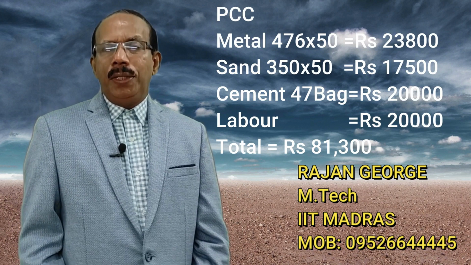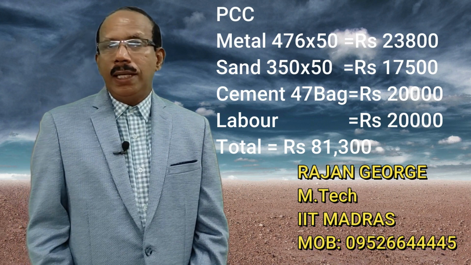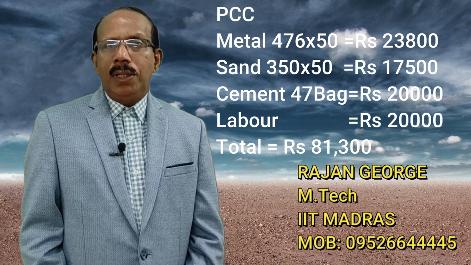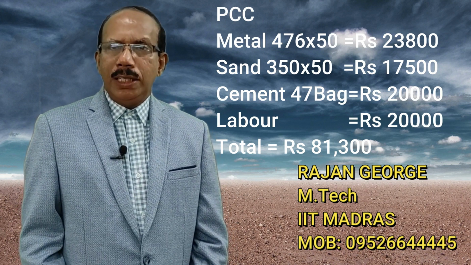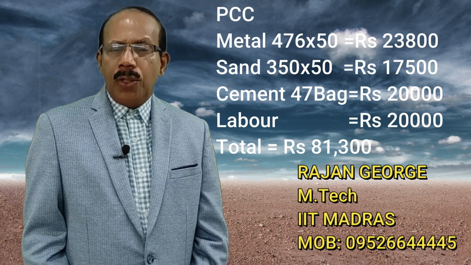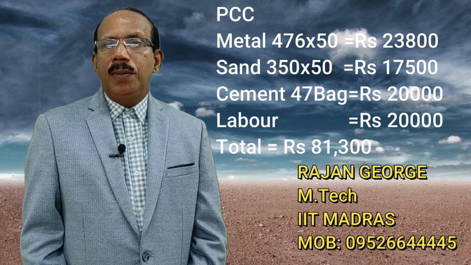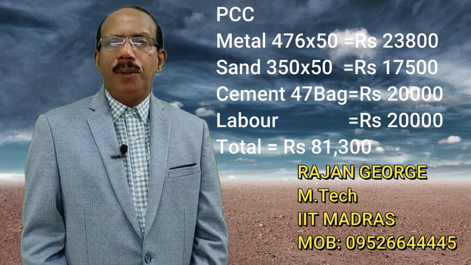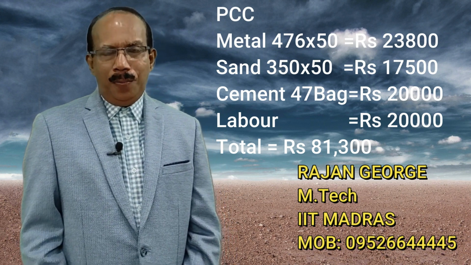So for PCC, the cost for a 1500 square feet building is: metal 476 cubic feet, cost 23,800; sand 350 cubic feet, 17,500; cement 47 bags, 20,000; and labor 20,000. So the total cost of PCC will be 81,300. Next, let us see the cost of rubble.